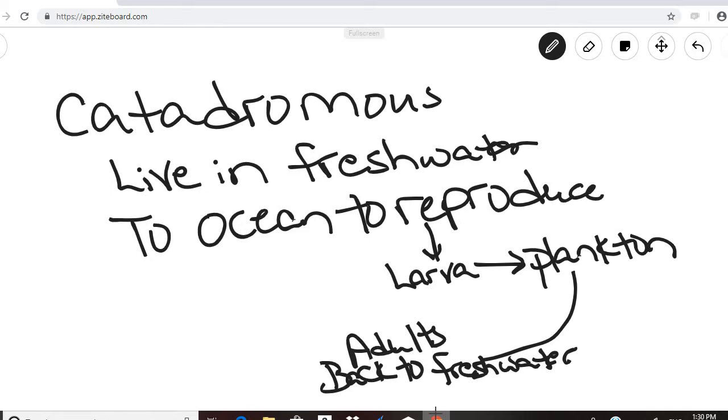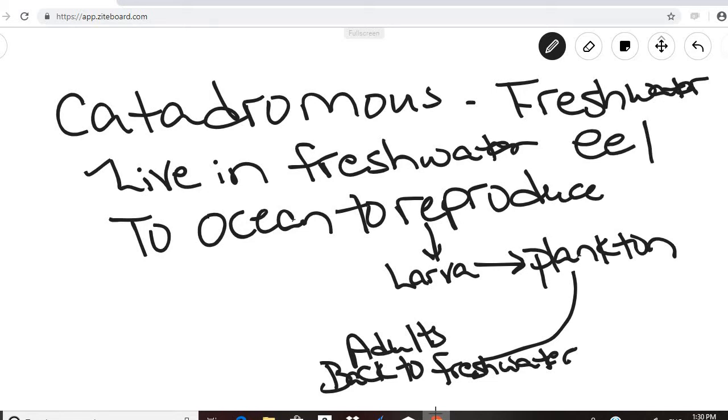So they live in fresh water, reproduce in salt water, and then go back to fresh water as adults. So catadromous is the opposite of anadromous. An example of a fish that does this is the freshwater eel. It is catadromous.